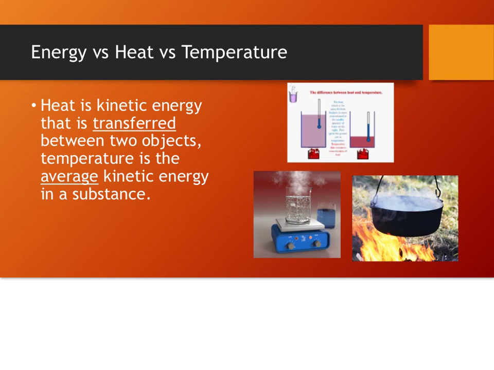So, we're just going to start off and put a sentence that really answers the difference. Heat is kinetic energy that is transferred between two objects, and temperature is the average kinetic energy in a substance. So it's almost like heat is the amount of energy that is pushed into something, and after you swirl that around, you've got energy dispersed everywhere. Temperature is the average energy in a substance. So it's more the average versus the amount that's put in.